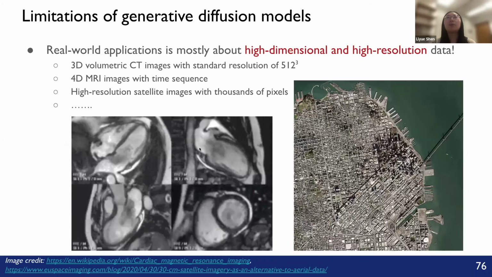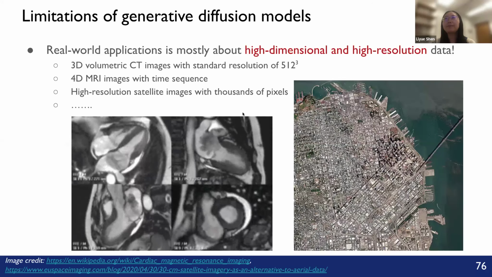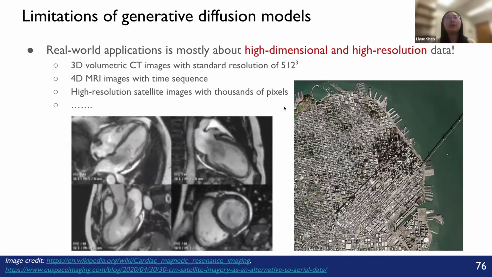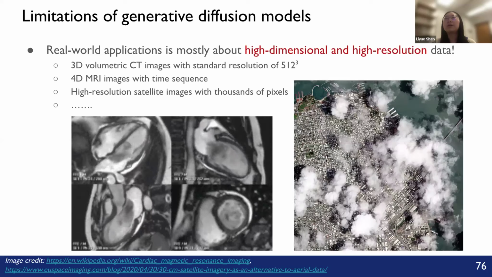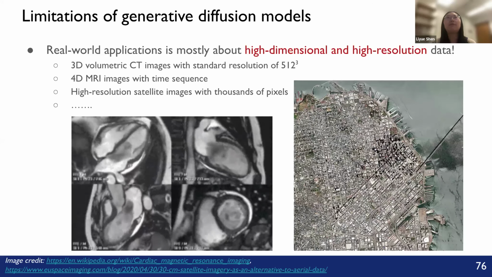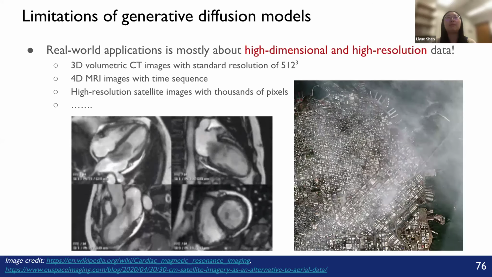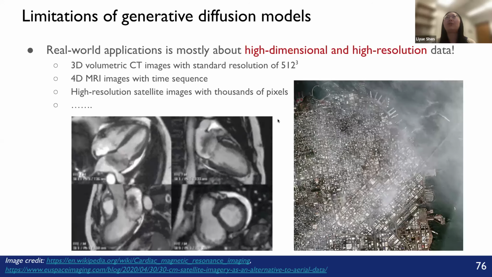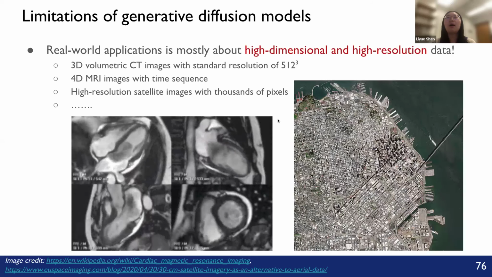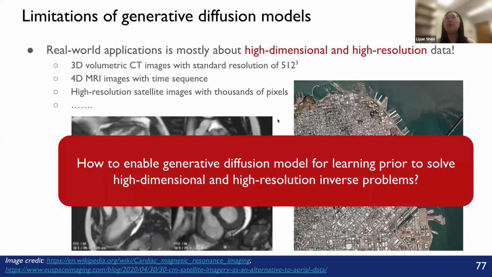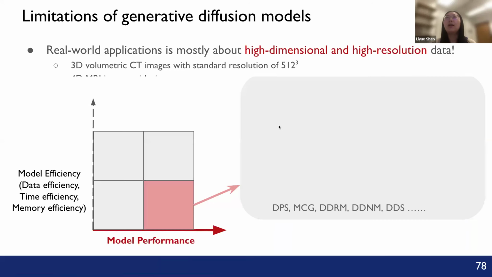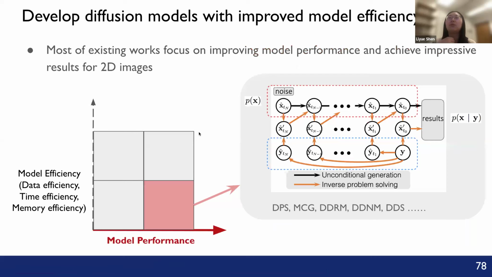And not only for medical images, in other cases, if we consider satellite imaging, or dynamic images, this can also put a lot of challenge on the current diffusion-based methods to really work for such high dimensional or high resolution data. So how can we enable diffusion to address this challenge, learn the prior for such real-world data, and make it work for real applications in the scientific domain?